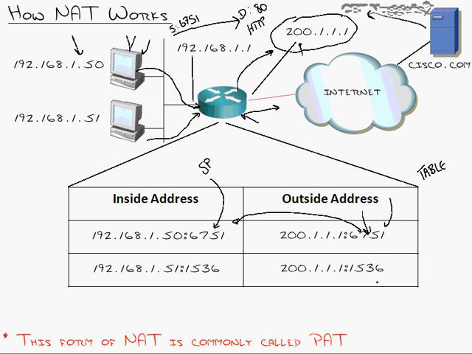200.1.1.1:1536. So theoretically, if both of these computers access cisco.com at exactly the same time, it will send two requests from 200.1.1.1, but cisco.com has no problems with that at all because one of them comes from a source port of 6751, and it'll respond to that individually, and the other has a source port of 1536, so it responds to that individually. So no problems at all.